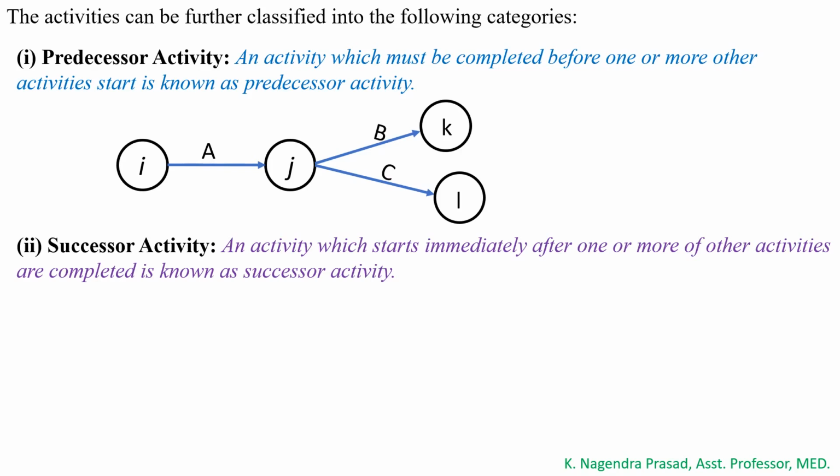Next type of activity is the successor activity. An activity which starts immediately after one or more other activities are completed is known as the successor activity. Here in the above example, observe that activities B and C start only after completing activity A. So activities B and C are the successor activities for activity A.